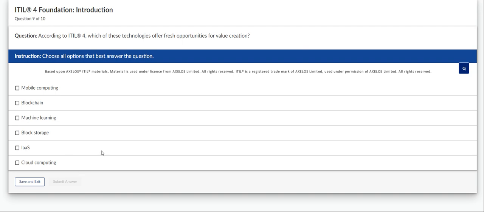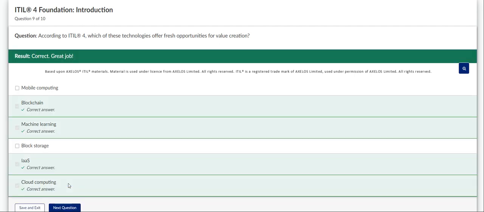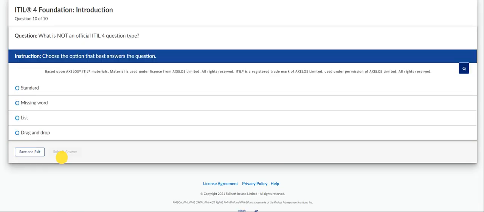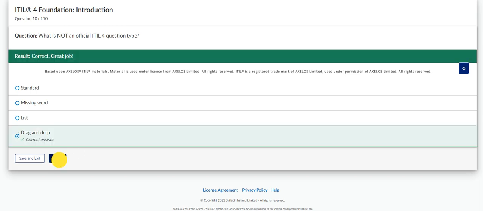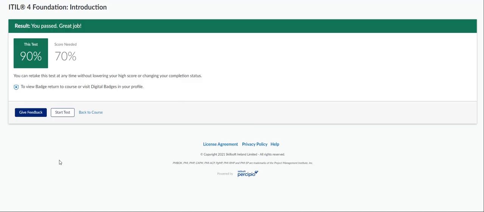According to ITIL 4, which of these technologies offer fresh opportunities for value creation? I think we answered there blockchain, machine learning, AI, cloud computing. Yeah, we got everything right. So we passed it. Oh, we got one more question. What is not an official ITIL? It's drag and drop. All right. Well, we passed the ITIL 4 Foundation Introduction Assessment.